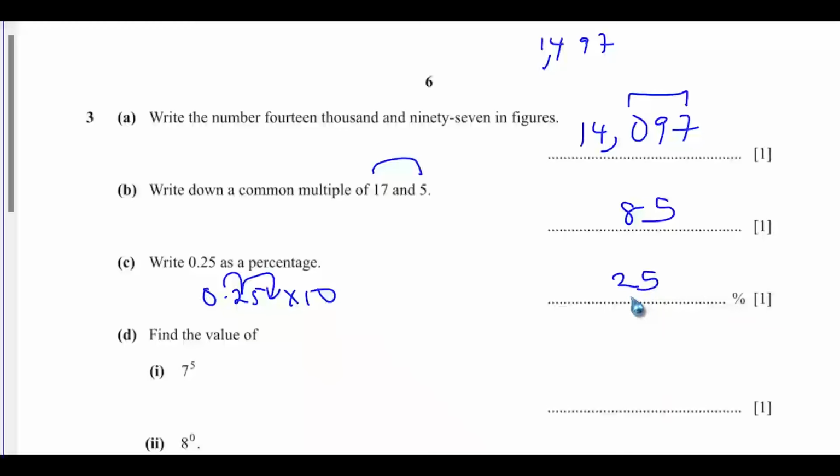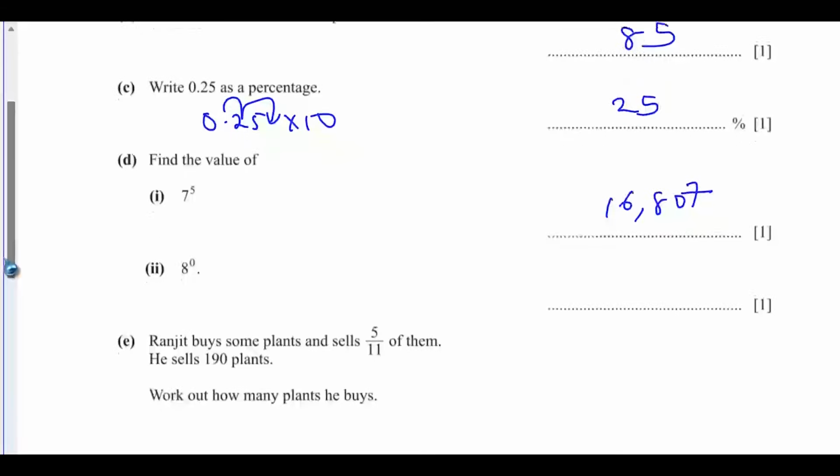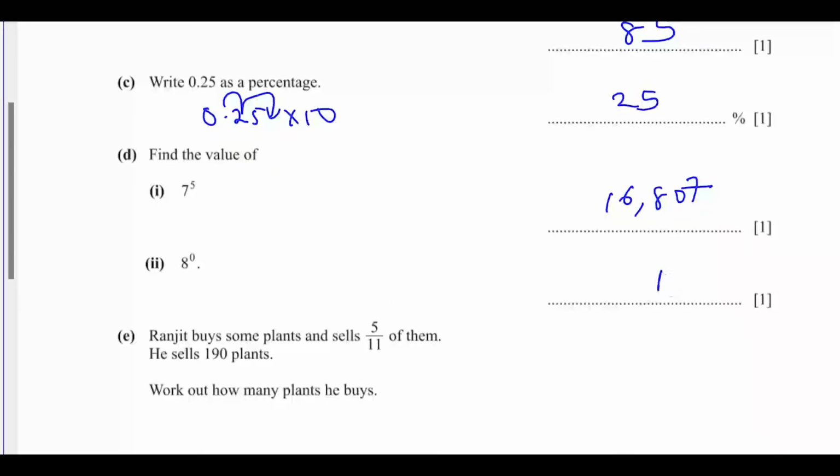Then find the value of 7 to the power of 5. You can input this into your calculator. This will be 16,807. Then 8 to the power of 0 will be 1.